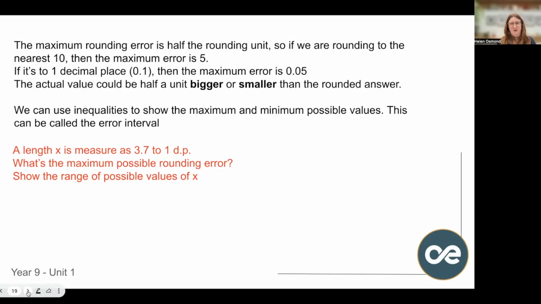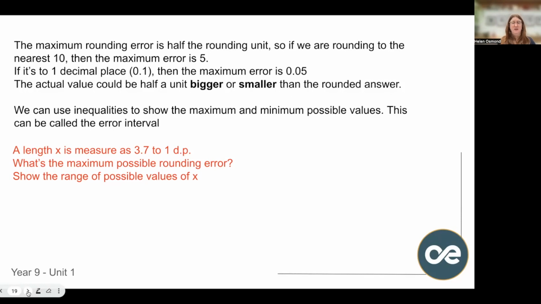If I'm rounding 34 to the nearest 10, I looked at 30 and 40, and 35 is going to be my upper limit. And similarly on the other side, 25 is going to be the lowest limit. Anything smaller than 25 would round down to 20. If it's to the nearest whole, then it's 0.5 on either side. And if it's 1 decimal place, 0.1, then the maximum error is going to be 0.05. The actual value could be anywhere between half a value bigger and half a value smaller than our rounded answer.